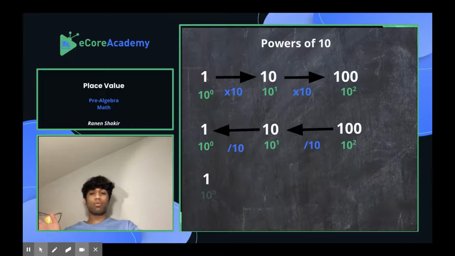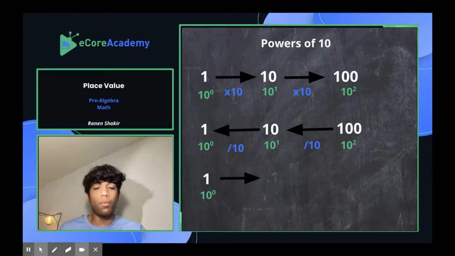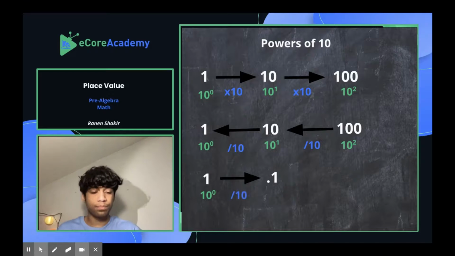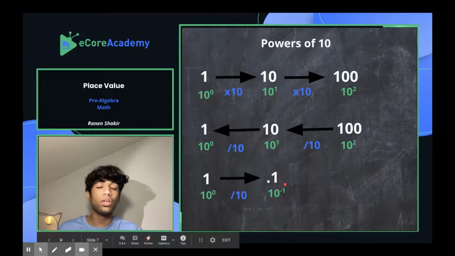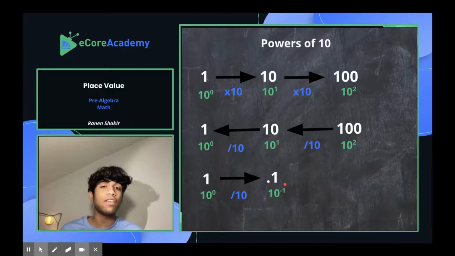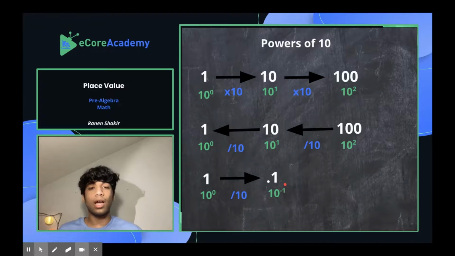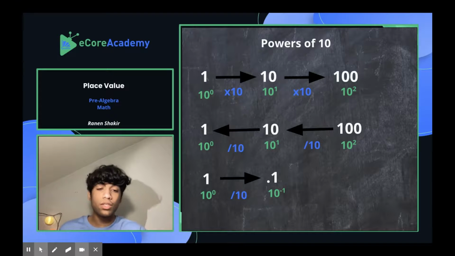So if we have number 1, 10 to the 0 power, and we want to go to 1/10, we're going to have to divide by 10. This time we get 10 to the negative first power. So when we start going to decimals, you're going to get negative place values, because these are not whole numbers anymore. They're part of a whole. So 10 to the negative first power is 0.1.